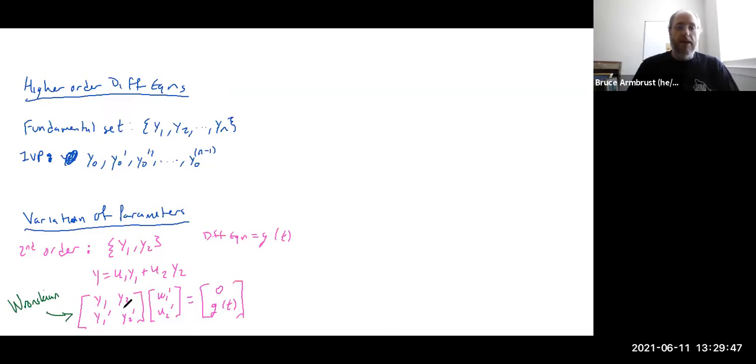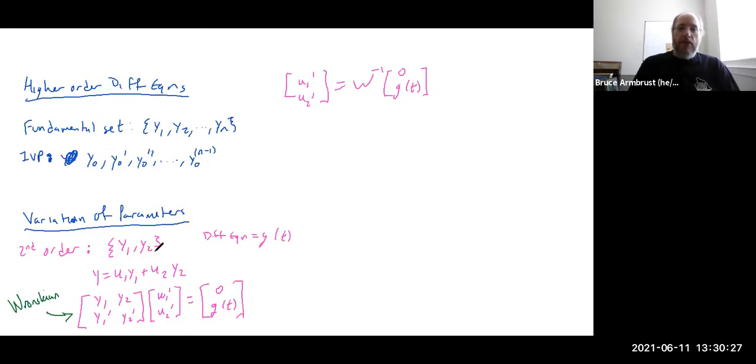Right, so that's our Wronskian matrix. And so what we saw is if we call that W, then U1 prime, U2 prime was equal to the inverse of that matrix, W inverse, times 0, g of t. So that gave us U1 prime equals and U2 prime equals, which then just meant we could integrate to get our U1 and U2, which were our integrating factors, and we got our answer. So that's what it was like when we had second order.